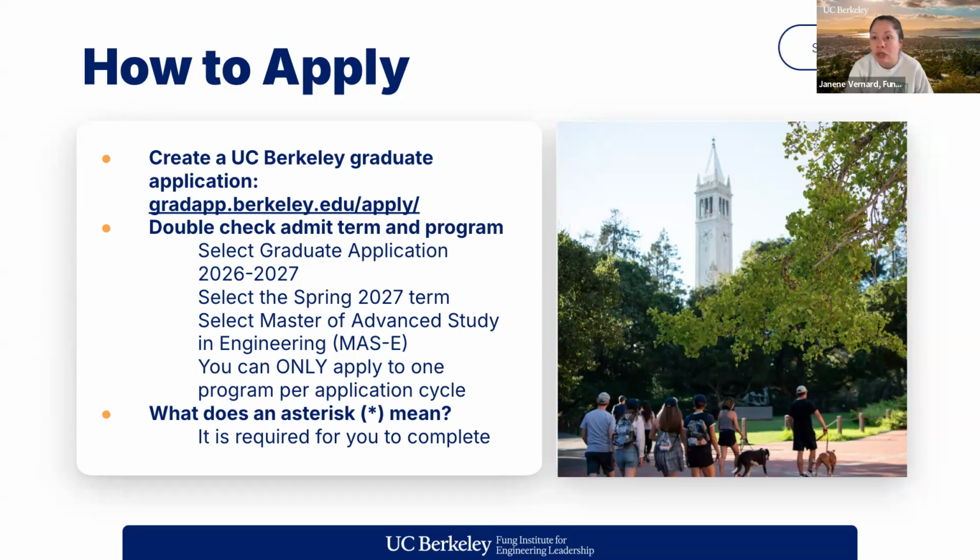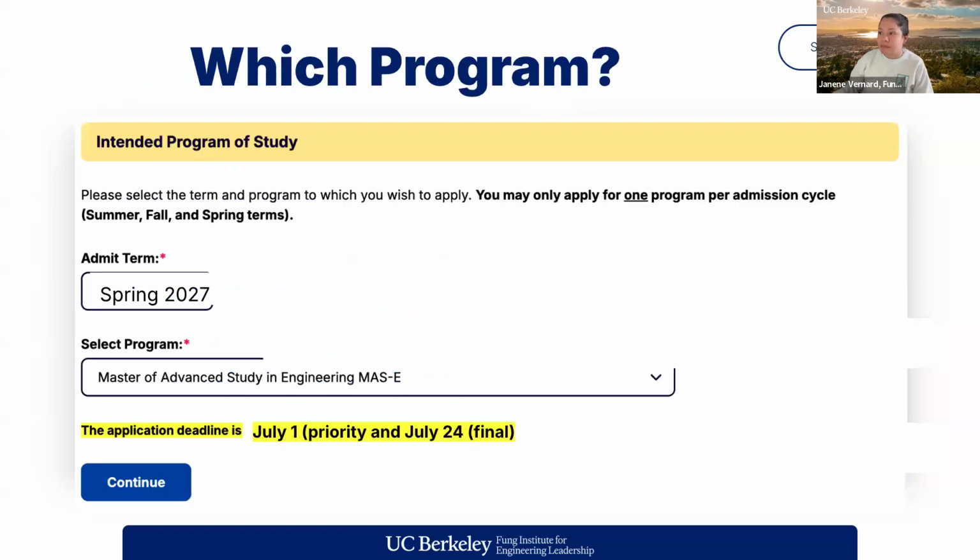Please reach out to our office, which will share the email later, if you have any questions. And what does an asterisk mean? It means it is required for you to complete, and you can't move forward or submit until these have been completed. So again, which program? This is for admit term spring 2027, and this is for the Master of Advanced Study in Engineering, Mass E, July 1st priority, and July 24th final.